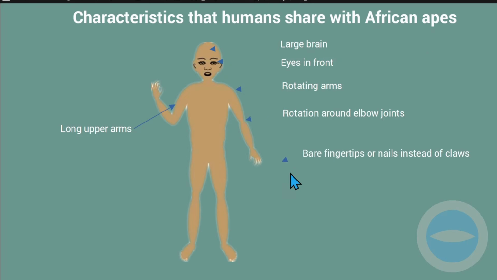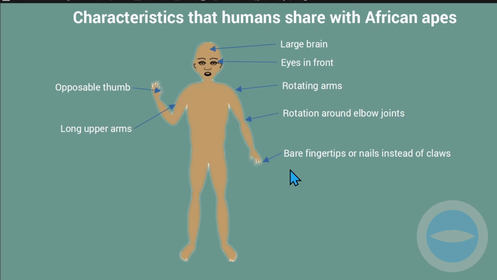Another thing is bare fingertips or nails instead of claws. We have nails which are exposed, bare fingertips, so we don't have claws. As you can see, cats and lions have claws. But us, we have fingertips, or our nails are just outside. Nothing has closed our nails. And also with the African apes, we have the same thing.